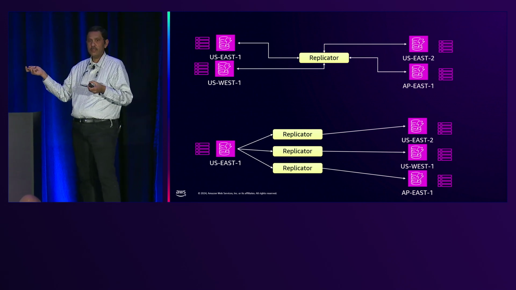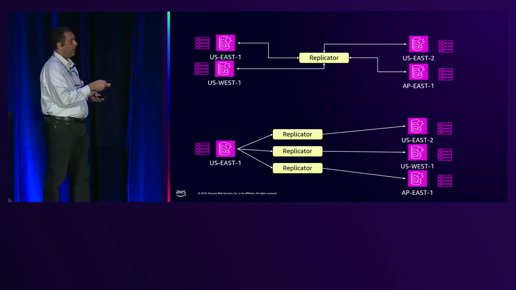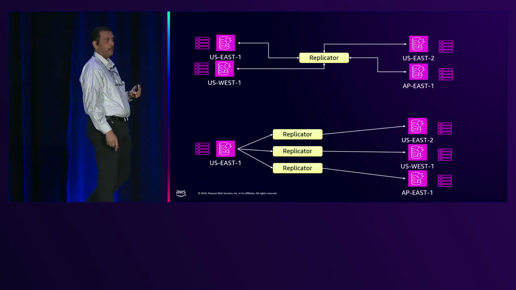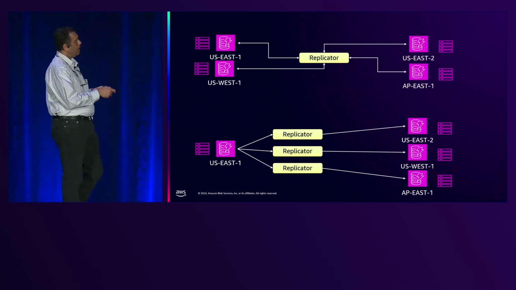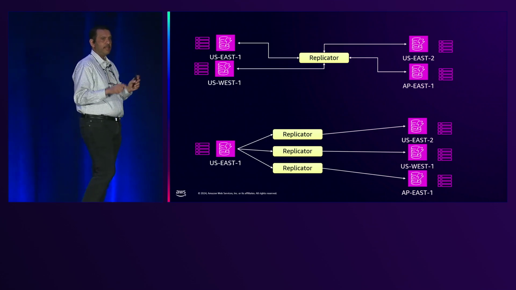The second one. This is the way we built global tables replication. For every pairwise combination of source and destination, you have a single replicator. Why? The network link between US East 1 and US East 2 may be seeing a little bit of lag.